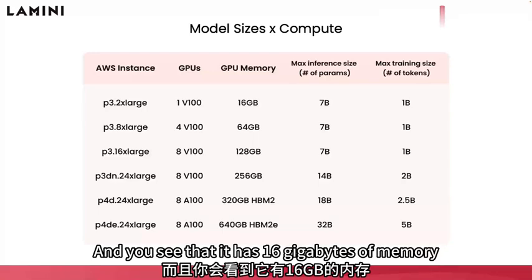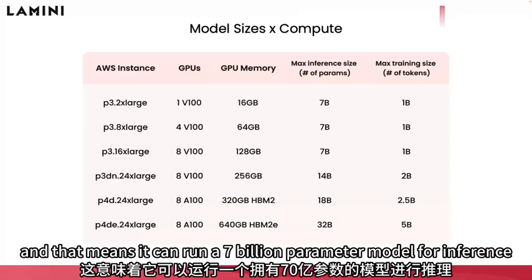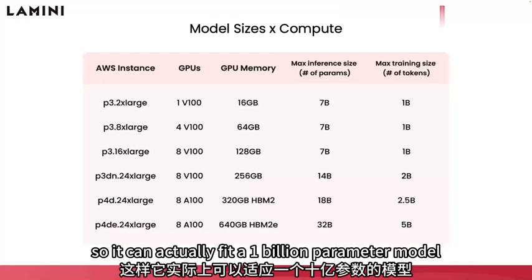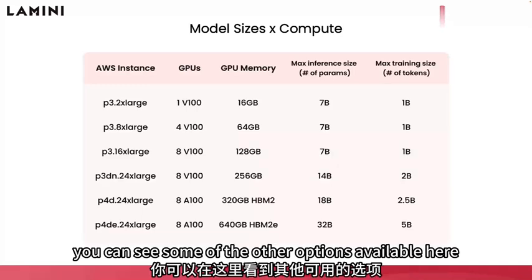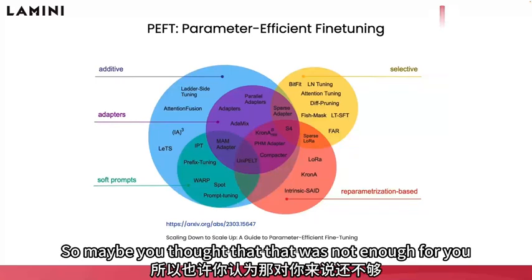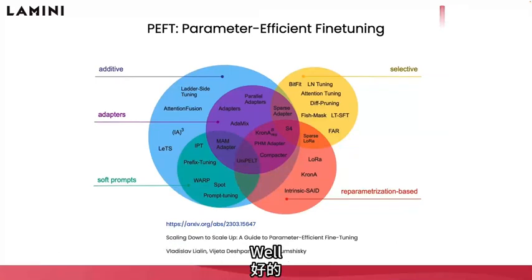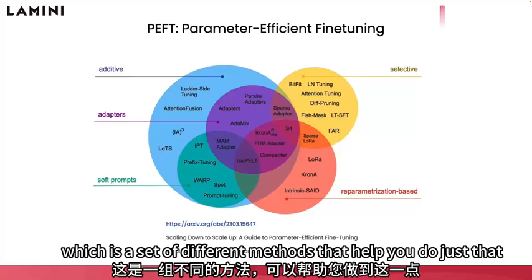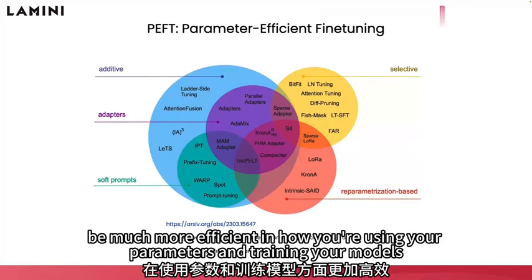So if you see here in this table, the first row I want to call out is a V100 GPU that's available, for example, on AWS, but also any other cloud platform. And you see that it has 16 gigabytes of memory, and that means it can run a 7 billion parameter model for inference. But training needs far more memory to store the gradients and the optimizers, so it only can actually fit a 1 billion parameter model. And if you want to fit a larger model, you can see some of the other options available here.